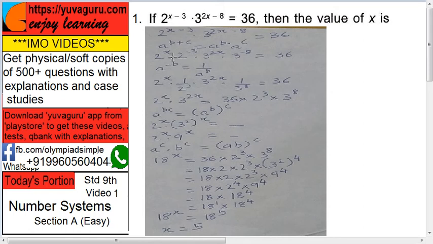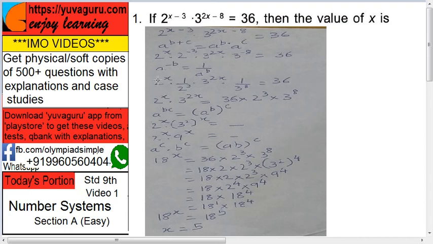Now 2 raised to minus 3. Now a raised to minus b equals 1 upon a raised to b. So this becomes 2 raised to x into 1 upon 2 raised to 3, into again 3 raised to 2x into 1 upon 3 raised to 8, equals 36. Now bring this denominator to the right hand side.